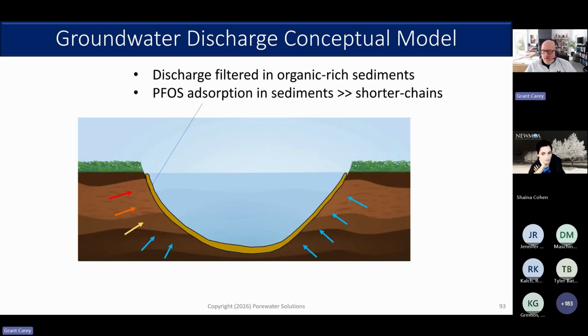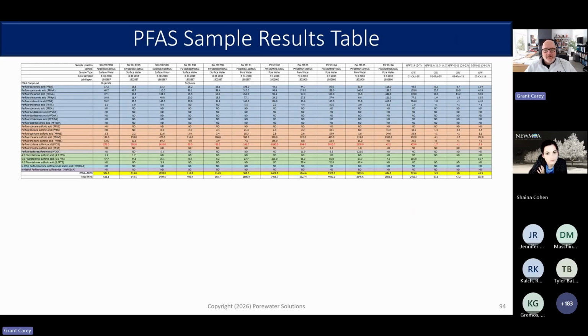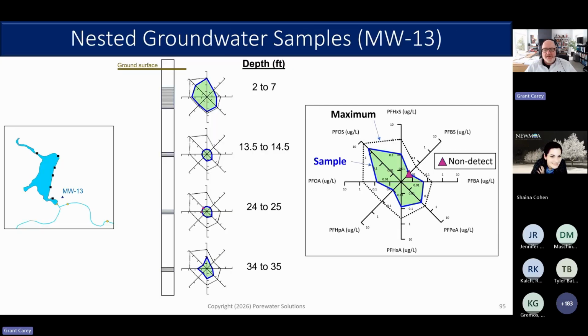Okay, and then just one final case study, really more for forensics. There's one groundwater well that's nested. There's pore water samples and surface water samples in a pond and in a surface water creek going downstream. This is the data, obviously hard to look at and come up with an opinion on what's happening.